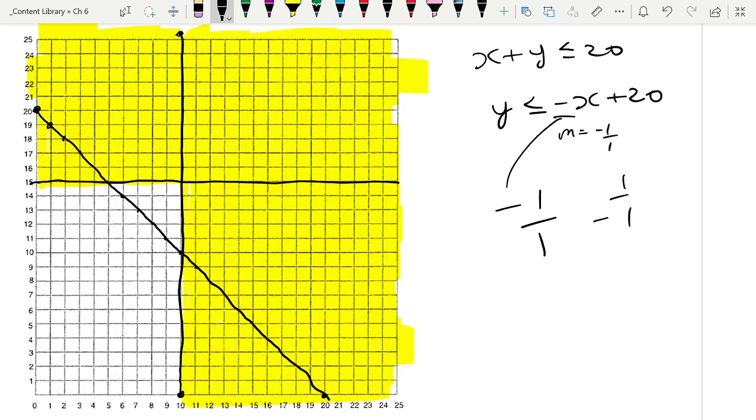All right, now which way are we shading? Let's do a test. Test 0, 0. 0 plus 0 is less than or equal to 20. Yes, it is. So in an opposite shading world, don't include 0, 0 in the answer, which means I'm shading this way, which cuts off the rest of this. So that's it. That's my answer zone. Everything in the white part.